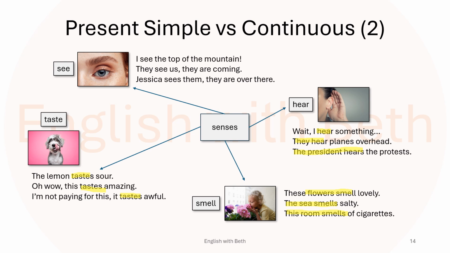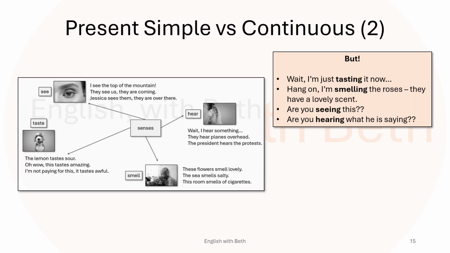For taste here and smell, the verbs are not being used as action verbs. They are used as linking verbs. So they describe what something is like or the state of something, rather than what something is doing. Of course, as always in English, there are exceptions.